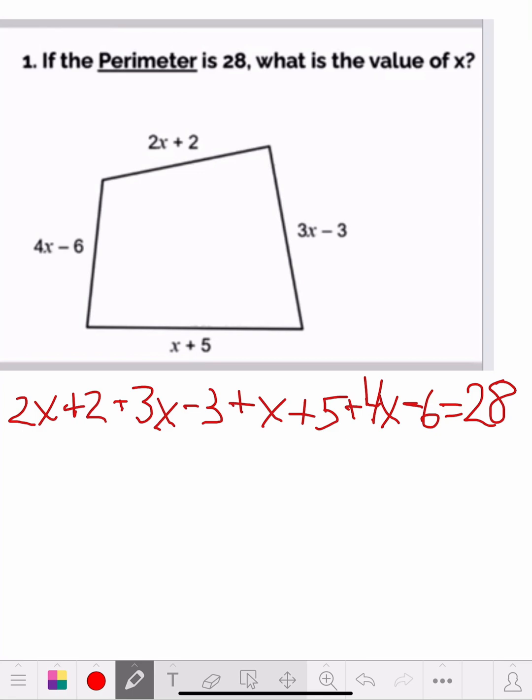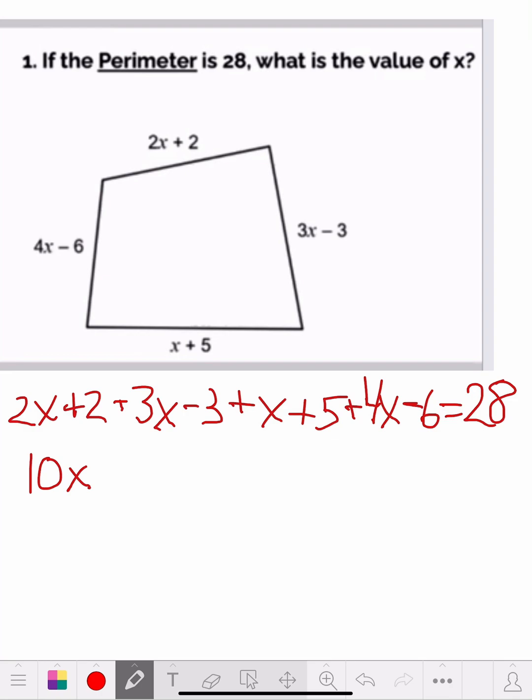Okay, let's combine like terms. Let's do all the x's first. We got a 2x and a 3x is 5x. We got a 1x, because even though it says x, it's 1x. So we got 6x plus a 4x, that's 10x. So we get 10x. Now, we got a lot of numbers here. Some are positive, some are negative.